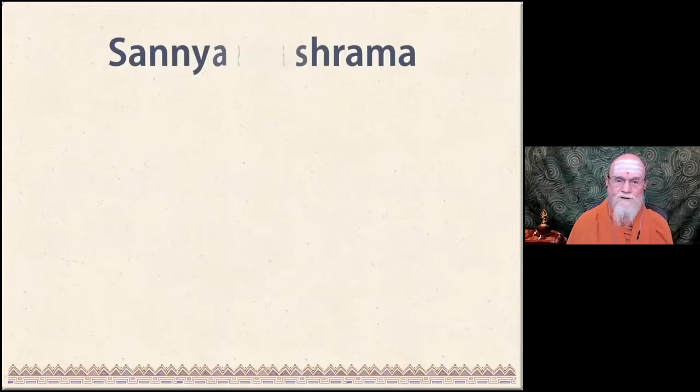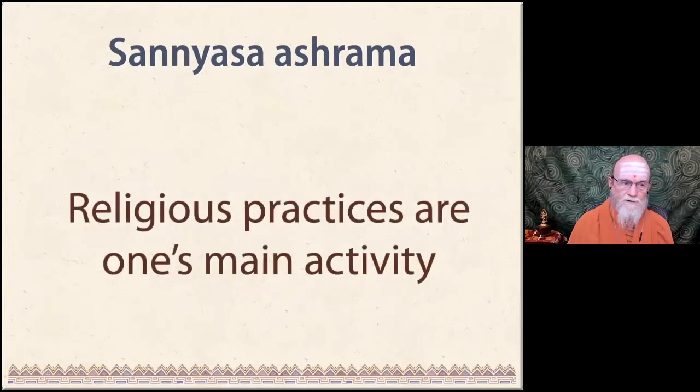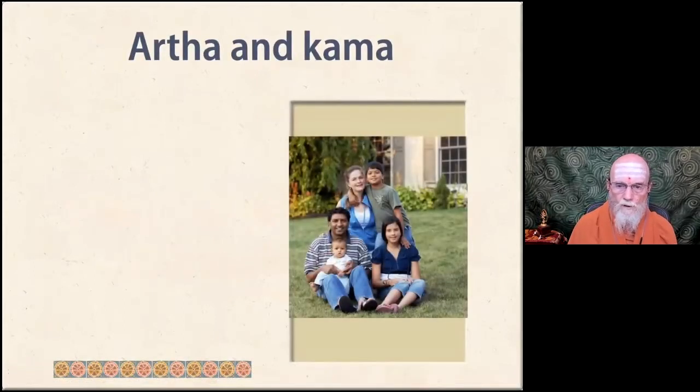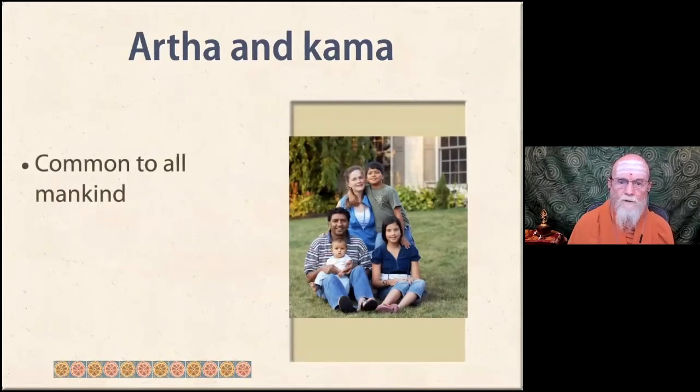Fourth ashrama, sannyasa, age 72 onward, is the time in which the primary focus is on moksha, meaning that religious practices are one's main activity. So now we want to look, we all know that. So this is looking in more depth, first at artha and kama.